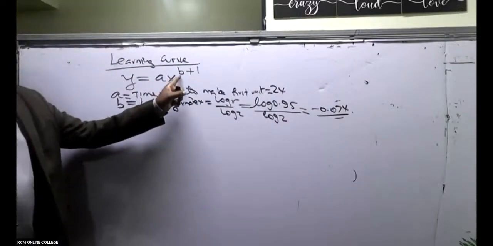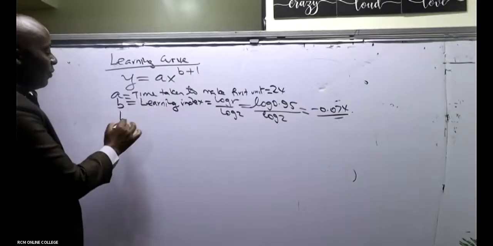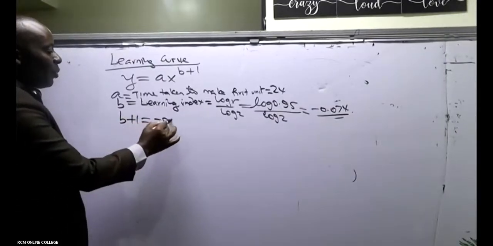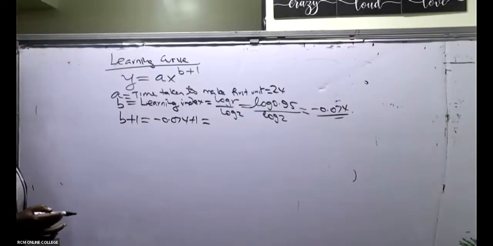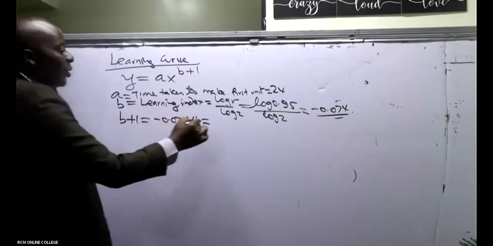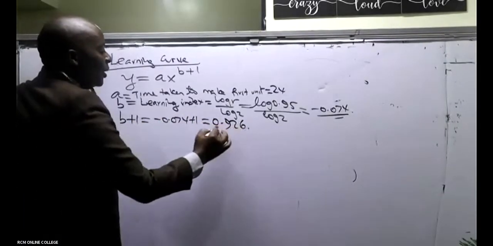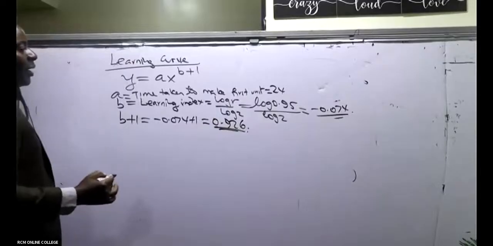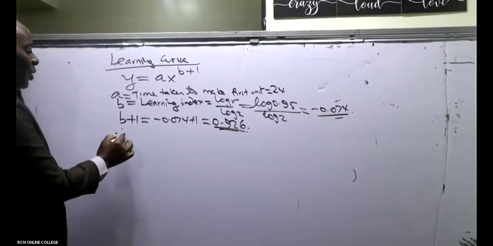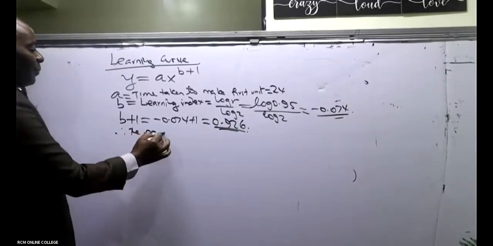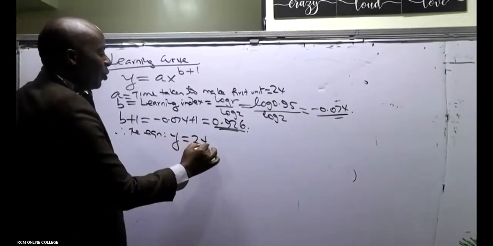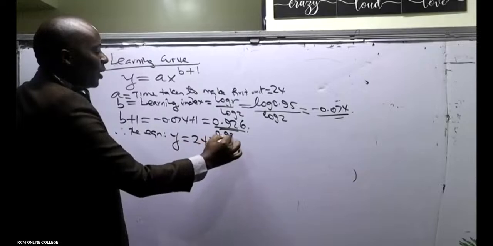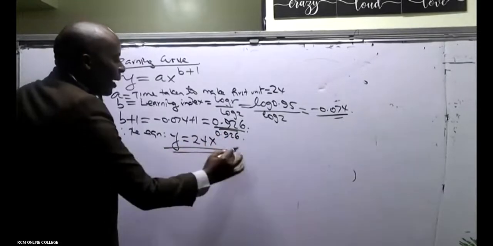But you see the formula, we need B plus 1. So we have here B plus 1, which will be minus 0.074 plus 1, which will end up giving us what figure? 0.926. So therefore the equation will be y equal to 24 x raised to b plus 1. That is very important. You get a mark there.